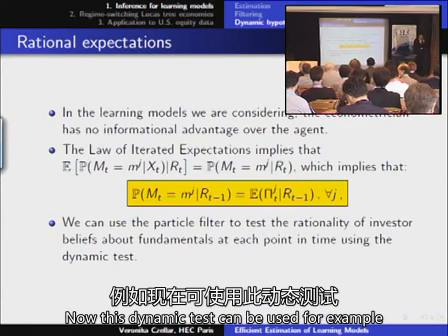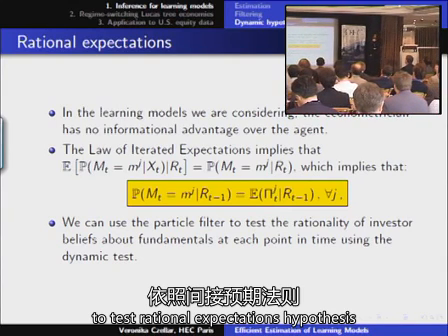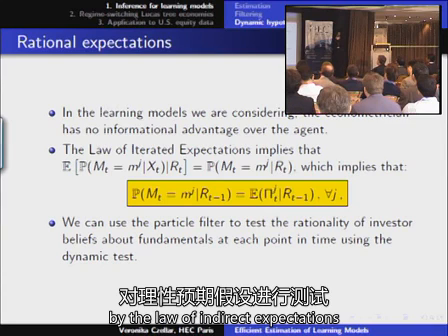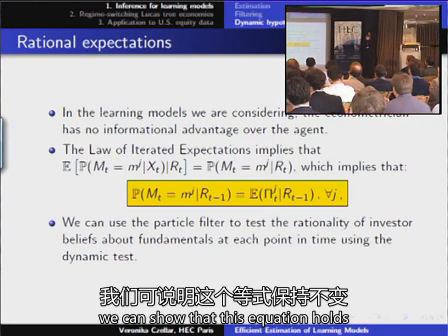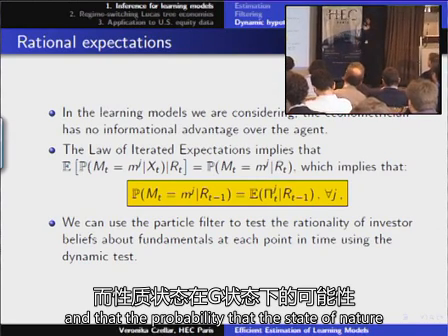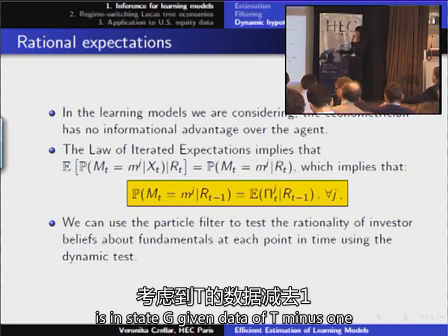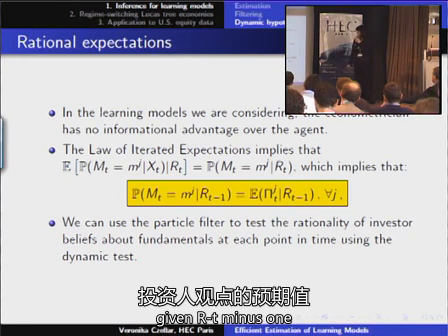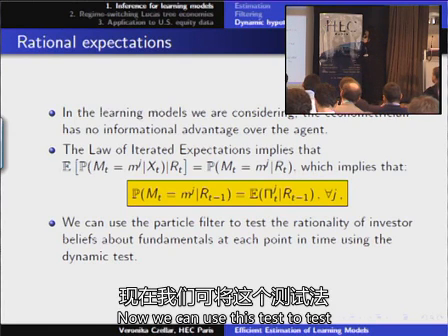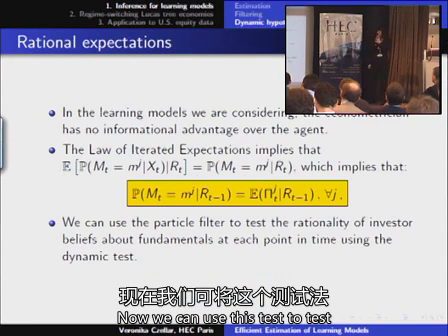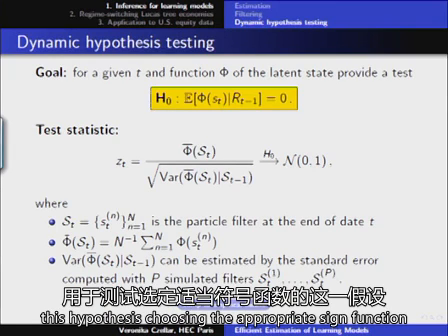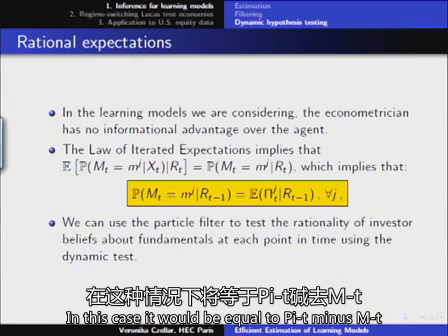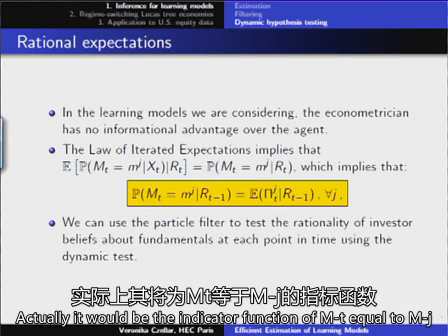Now, this dynamic test can be used, for example, to test the rational expectations hypothesis. By the law of iterated expectations, we can show that this equation holds: the probability that the state of nature is in state j given data until t minus 1 is equal to the expected value of investor beliefs given R_{t-1}. You can use this test to test this null hypothesis, choosing the appropriate phi function. In this case, the phi would be equal to pi_t minus the indicator function of m_t equal to m_j.